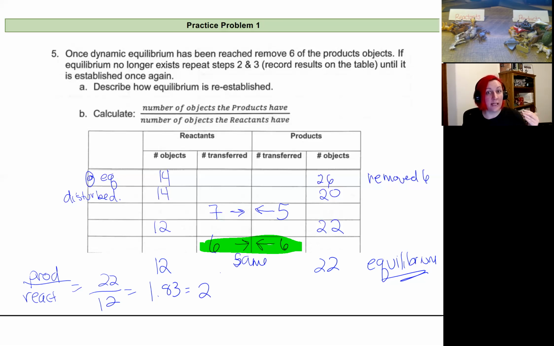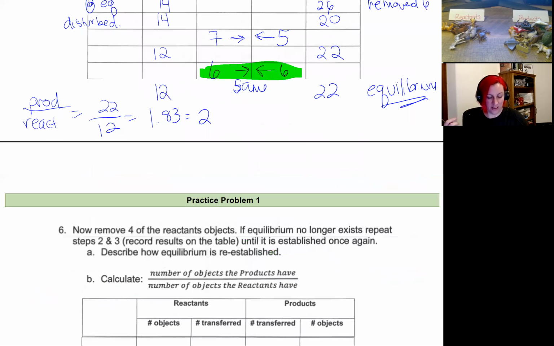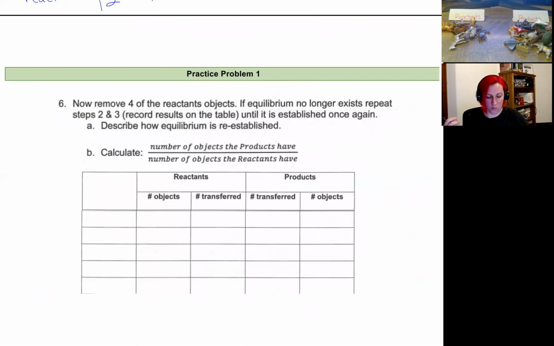So it's this ratio of the amount of products to the amount of reactants that will define equilibrium and be the same for a reaction no matter what you start with, which is really cool. It's really exciting. You know what it is? It's predictable. All right, let's do one more.